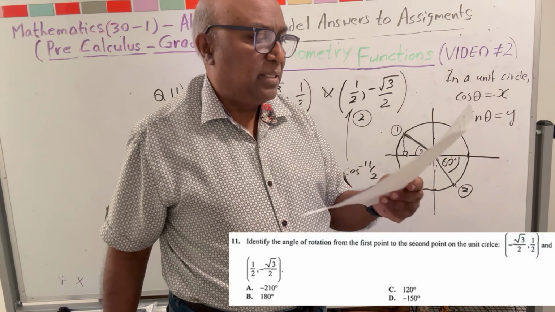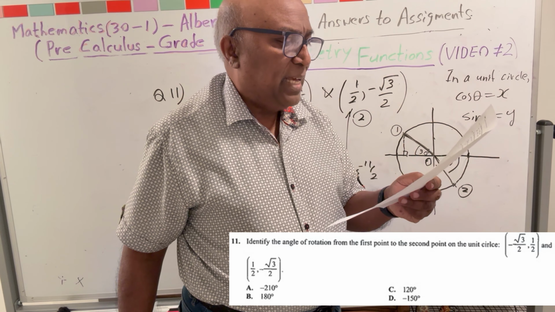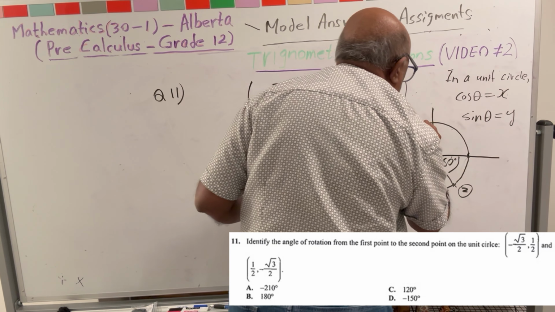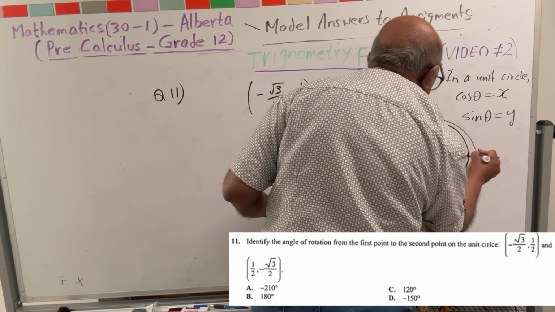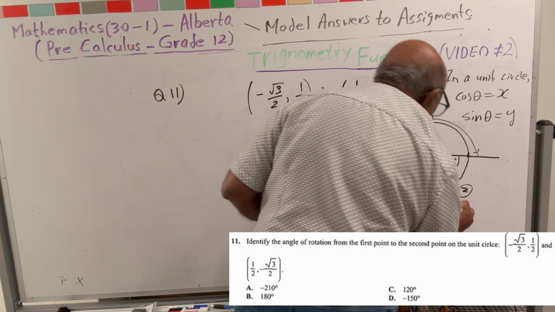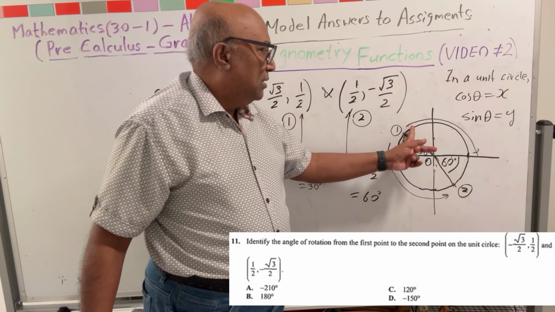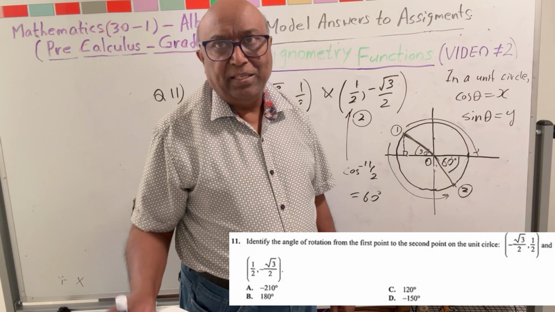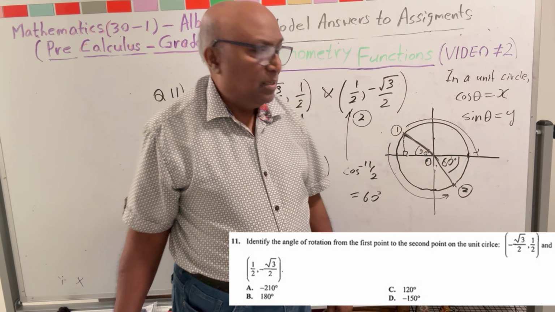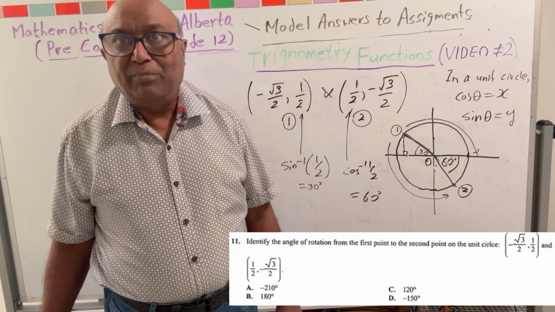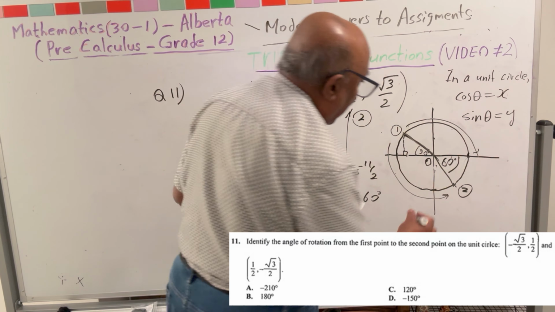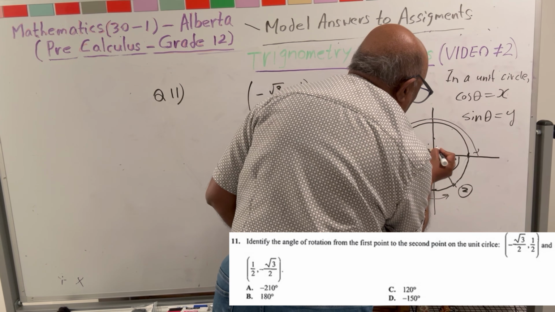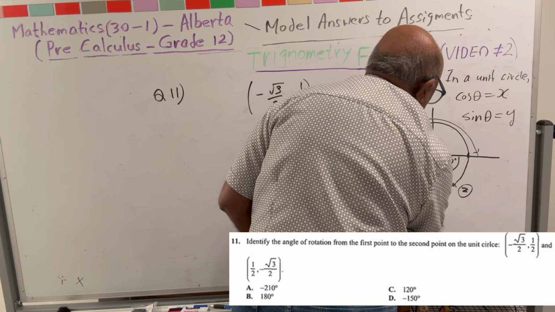What the question asks clearly: identify the angle of rotation from the first point to the second point. Actually, we can identify the angle in this way or this way. Sometimes the direction of measurement has not been indicated in the question. Let's work out both and select the preferred answer, okay? What is this angle? This is 30, this is 60, 60 plus 90, 150.